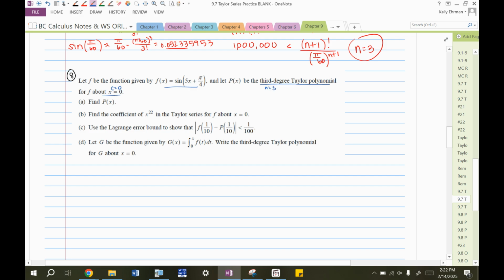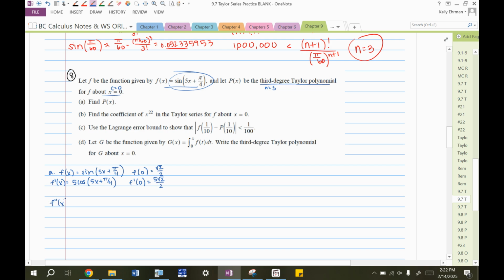Find P of x. All right, so remember, it's smart to build the thing, but you're going to need to do 3 derivatives, and derivatives have a 5x on them, so they're going to be kind of involved here. So f of x is sine of 5x plus pi over 4. F of 0 is the sine of pi over 4, which is radical 2 over 2. F prime of x will be 5 cosine of 5x plus pi over 4. F prime of 0 is 5 times the cosine of pi over 4. So 5 radical 2 over 2.